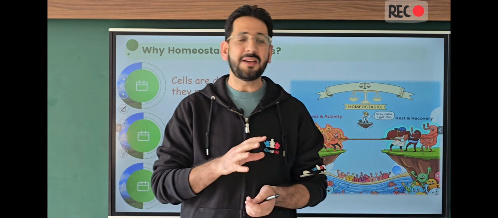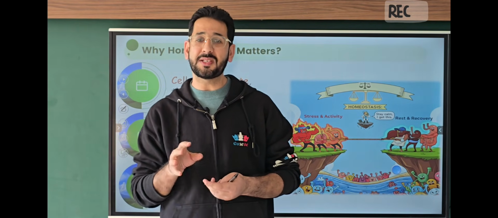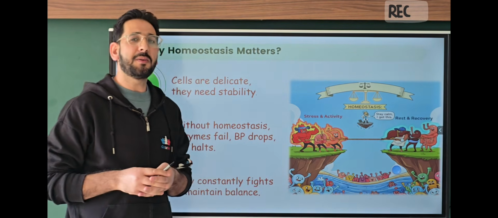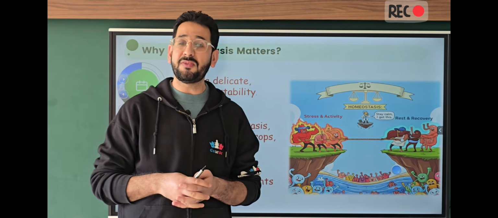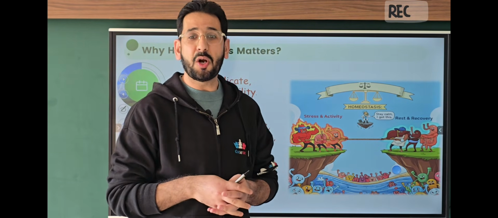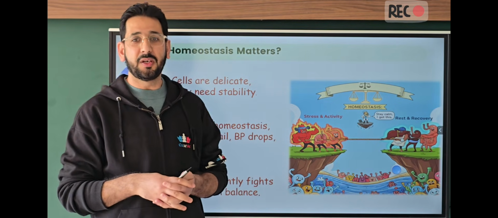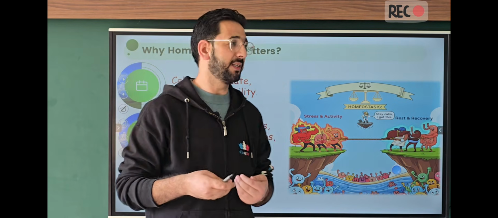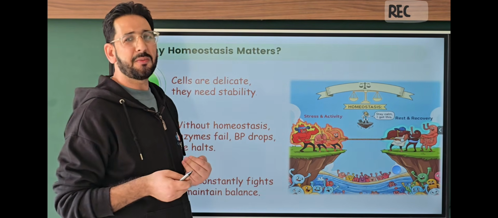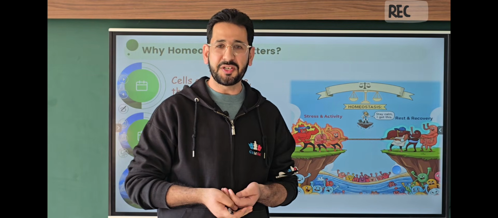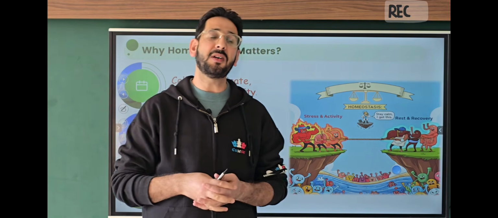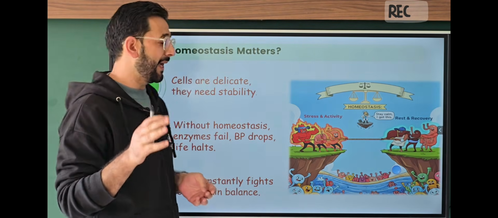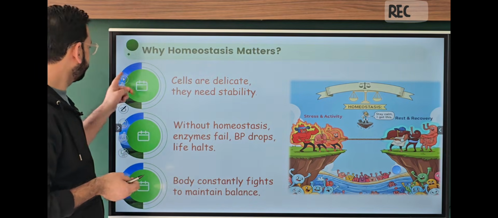Whenever this homeostasis is disturbed, that means your pH will not be maintained, your temperature will not be maintained, your blood pressure will not be maintained. What will happen? If pH and temperature are not maintained, the enzymes will fail to work, and then our cells are not going to function properly. And if the blood pressure falls, all these important functions are going to be disturbed if homeostasis is not there. So homeostasis is very, very important in our body.